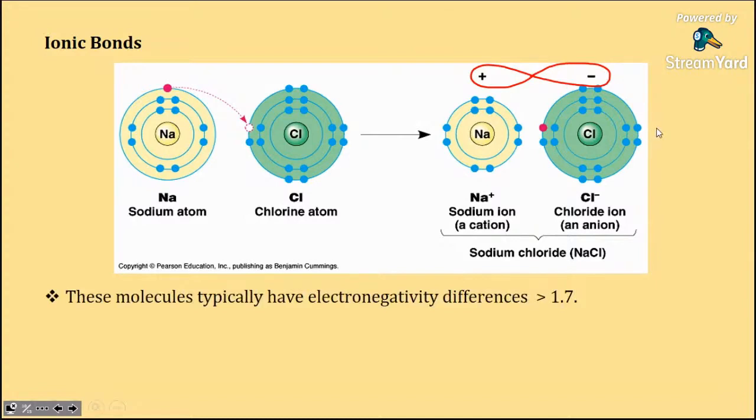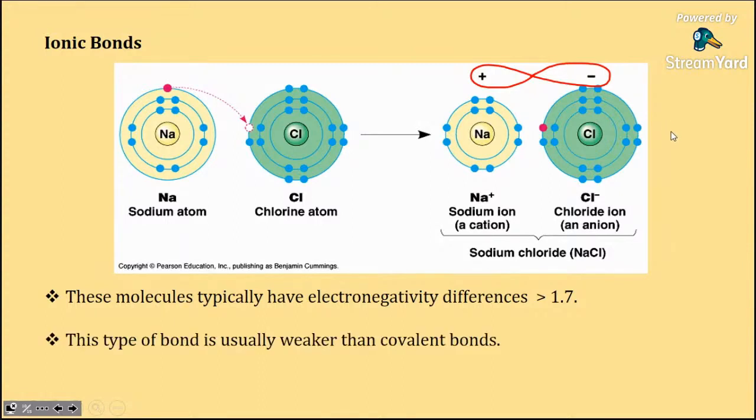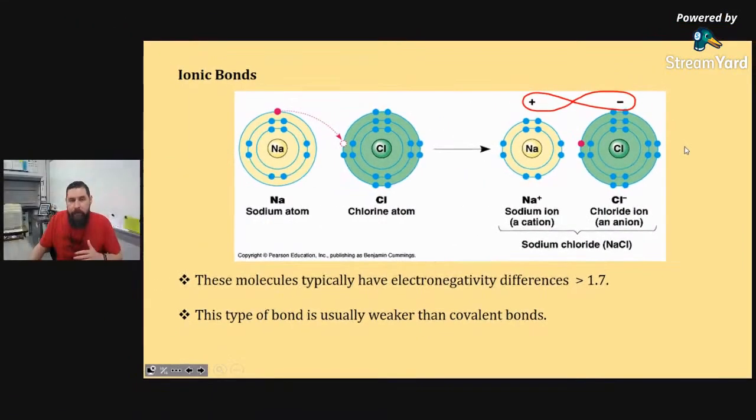Some key points about this, though. These molecules, when you have ionic bonds, typically are going to have an electronegativity difference that is greater than 1.7. They've got a very large electronegativity difference. Also, this type of bond is usually weaker than covalent bonds. And the reason is that an ionic bond is simply based on an attractive force. But if we're dealing with a covalent bond, if you're going to share electrons, then you have to have overlap of those electron clouds. And when you have an overlap of electron clouds, that produces a much stronger bonding force than what you have when it's simply an attractive force.